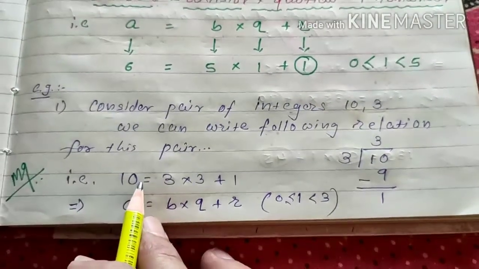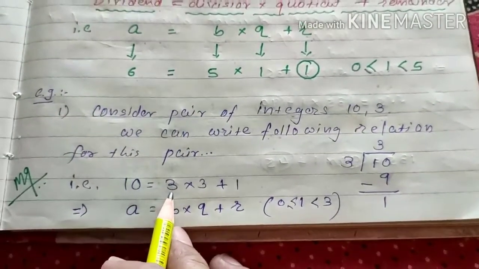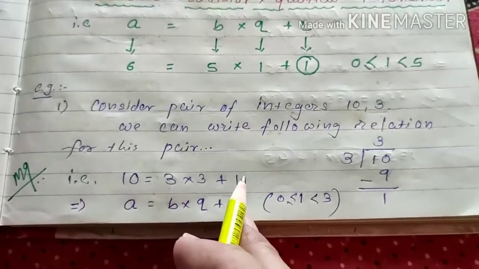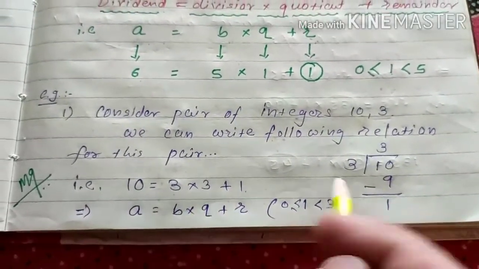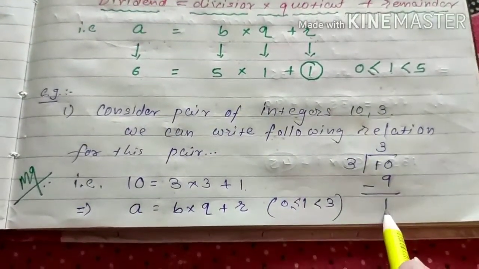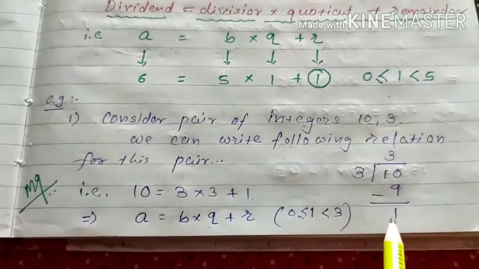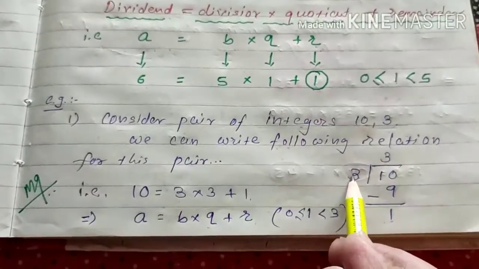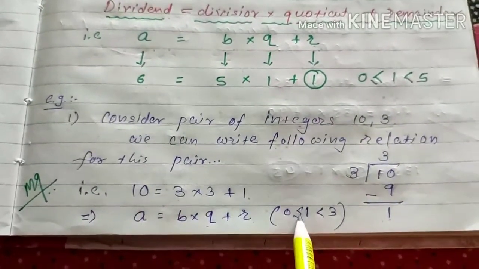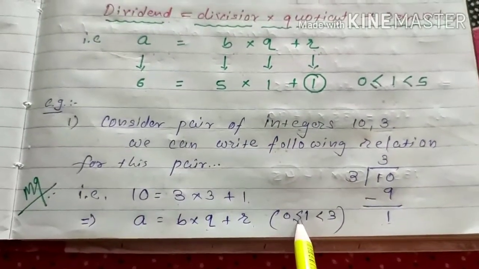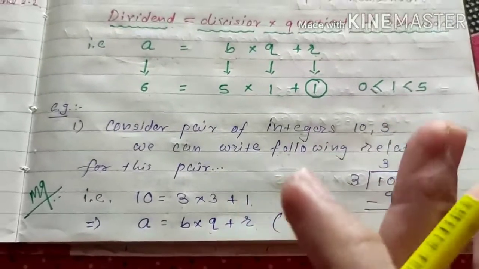So what is here? 10 is equal to, means dividend is equal to divisor into quotient plus remainder. It means here 10 is equal to 3 into 3 plus 1. So here a is equal to b into q plus r, where r is less than 3 and greater than or equal to 0. Hope you clear your idea.